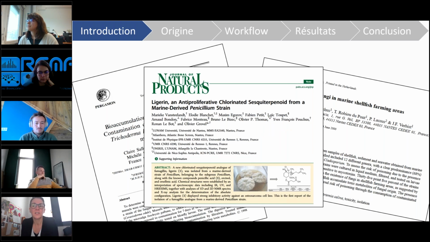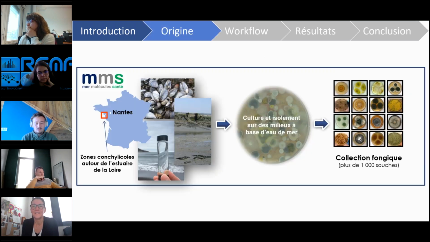One of the interesting compounds that was isolated in the lab more than 10 years ago was this compound, which was isolated from one fungus collected in the marine environment near the Loire estuary. If you look a little bit deeper, it's got a chlorine, and it was patented for its very interesting activity on osteosarcoma cell lines. I would say that was the beginning of the interest in the lab in halogenated compounds.